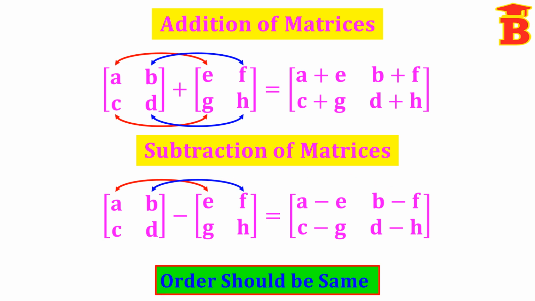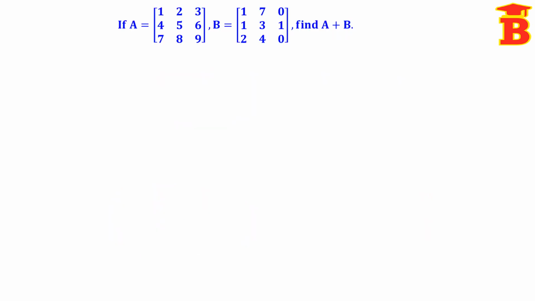Next, subtract the third elements. We get C minus G. Next, subtract the fourth elements. We get D minus H. So the concept is same for addition and subtraction of matrices. The important thing is the order should be same. Let us see the problems.